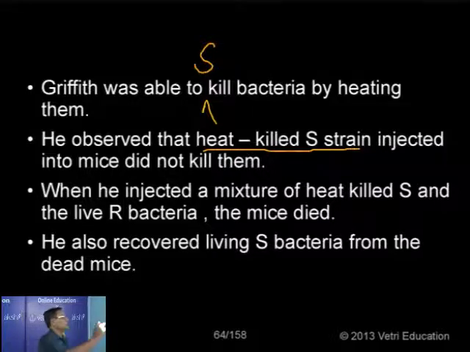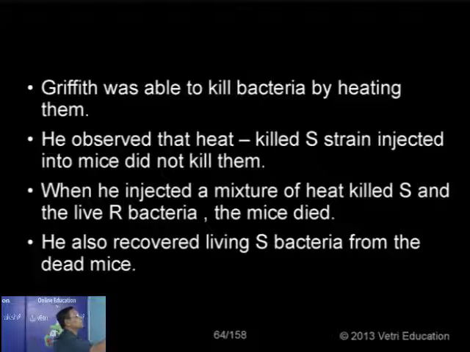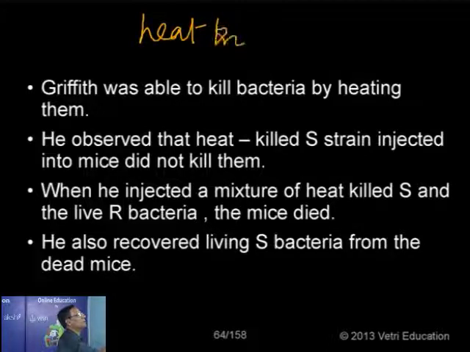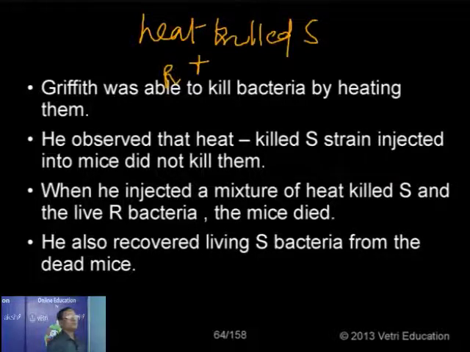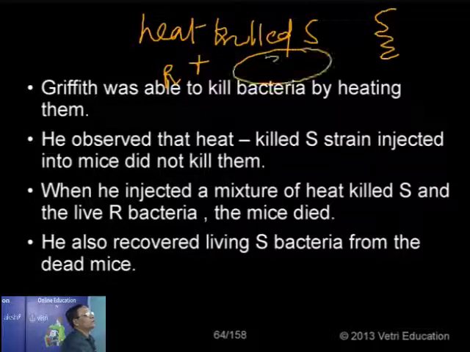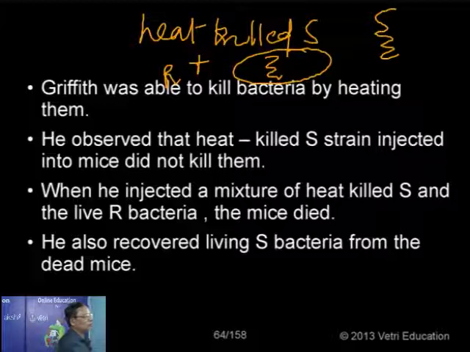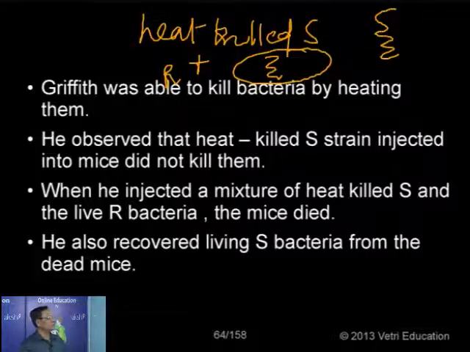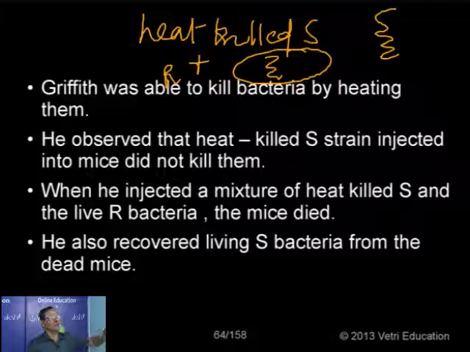In the fourth instance, he injected a mixture of heat-killed S strain plus R strain. In the heat-killed S strain, we have only the genetic material. No cell wall, no cytoplasm, no mucus coat. In the R strain, all the structures are present: the cell wall, but without the mucus coat, and the genetic material. So he incubated the heat-killed S strain plus the R strain and injected them together into the body of the mouse.